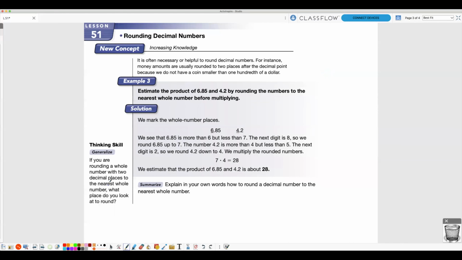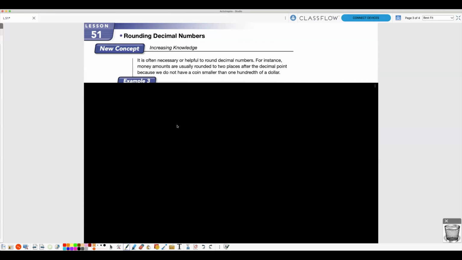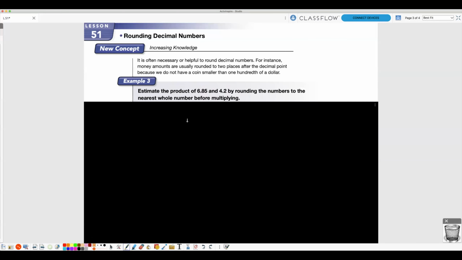All right, so let's look at another example here. Example 3. Estimate the product of 6 and 85 hundredths and 4 and 2/10 by rounding the numbers to the nearest whole number before multiplying. So if I'm going to estimate, I want to do that first. Product means times. I see that this is 6 and 85 hundredths, and it says rounding the numbers to the nearest whole number. So that means this has to be a 7 and this has to be a 4.